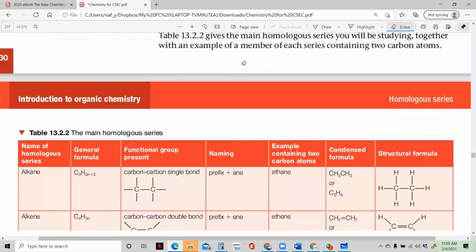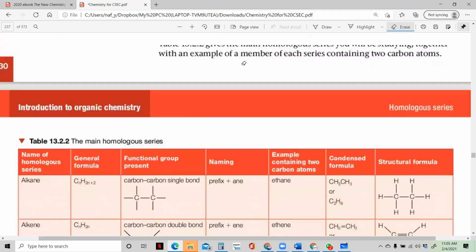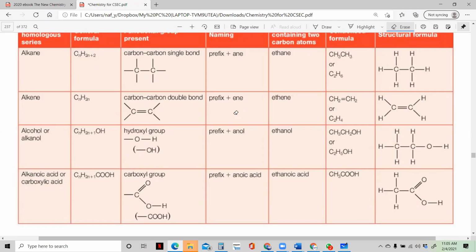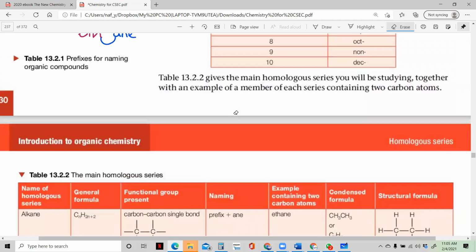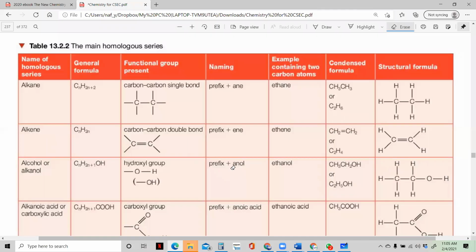All right, so let's go now. I want you to name an alkene. What's the name of the alkene that has 6 carbon atoms? Very good. Hexene. All right, what's the name of an alcohol that has 3 carbon atoms? Propanol. Very good, propanol.